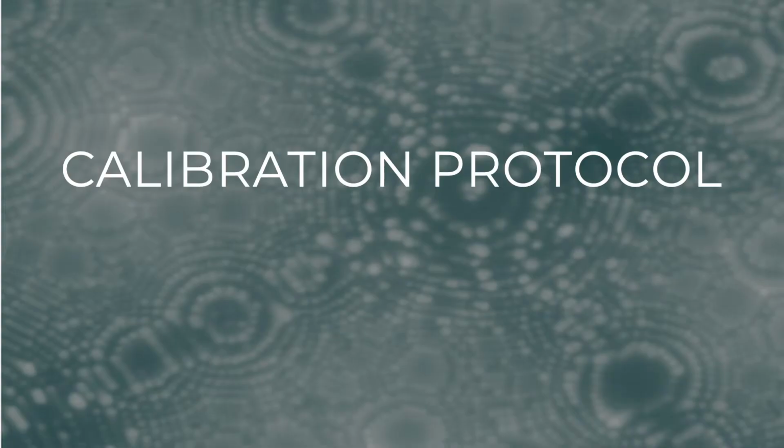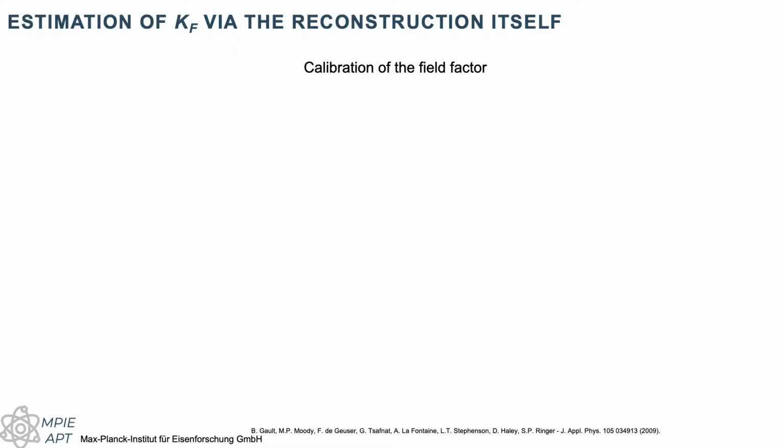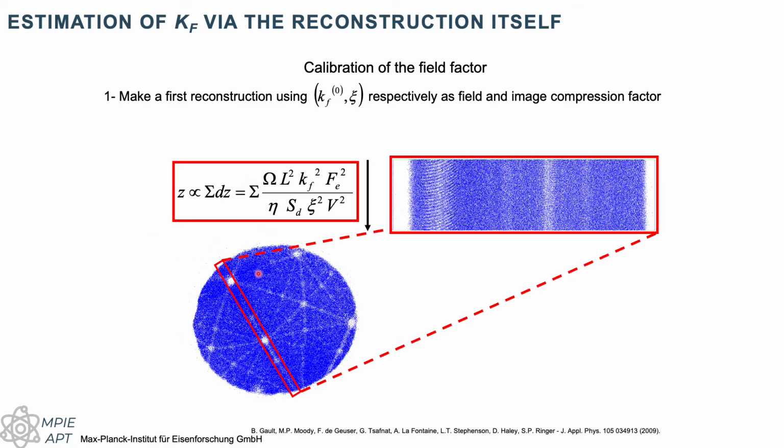How can we make use of this information to calibrate our reconstructions? Typically, once we have looked at the detector map, and if we see poles, we can calculate the image compression factor just based on the distance between poles. And then the only parameter that remains to be fixed is this product of kf times F, assuming that we know the efficiency and the atomic volume.